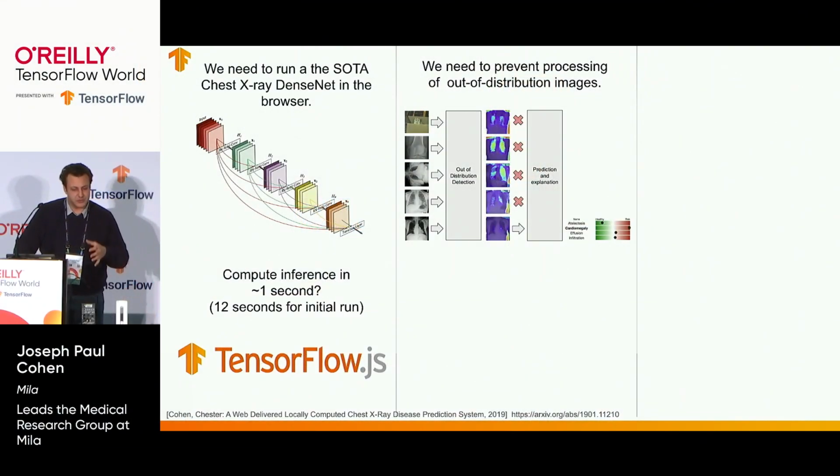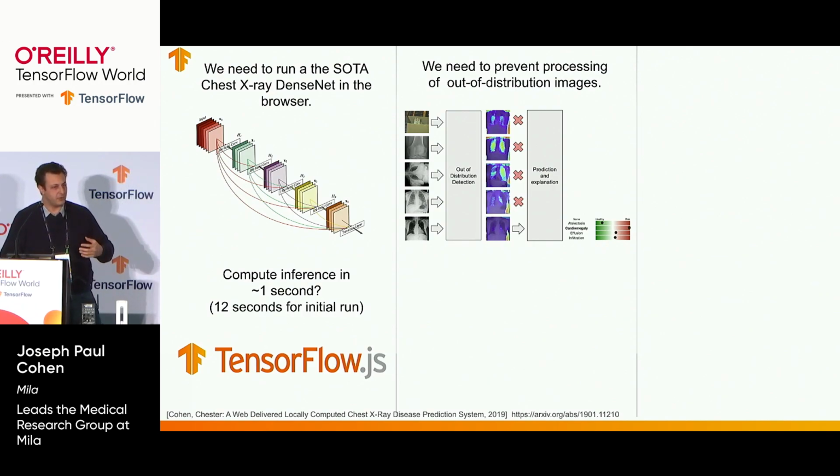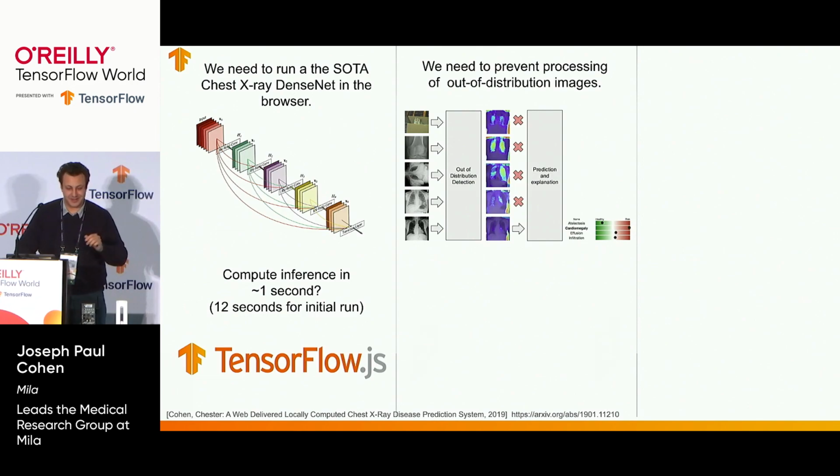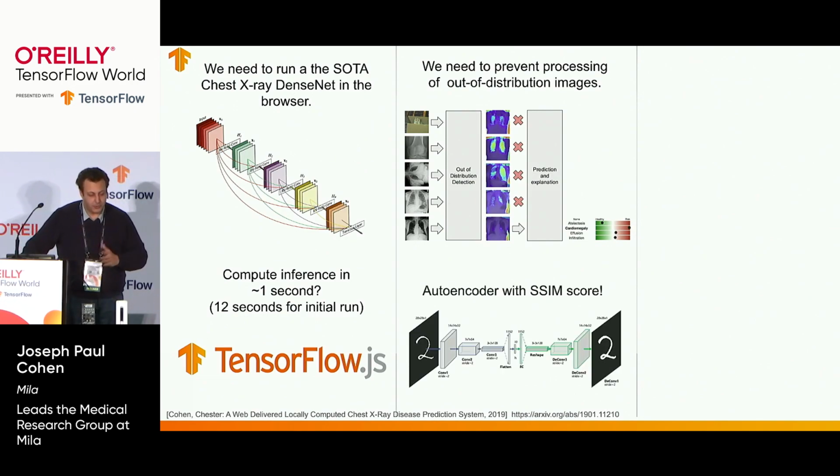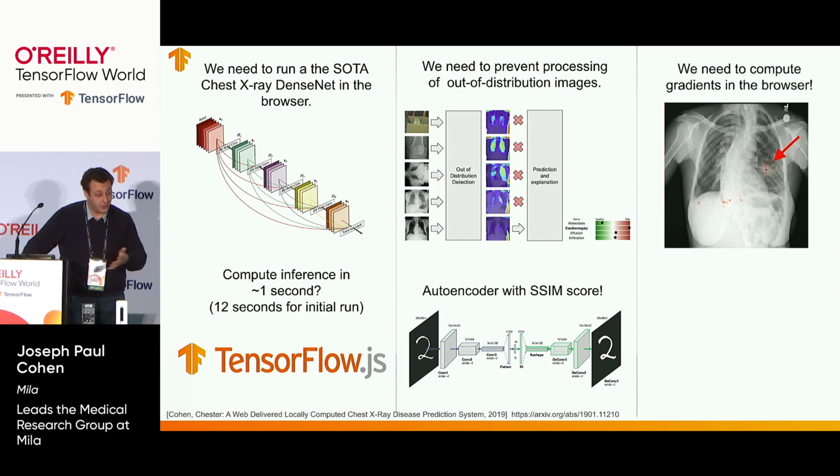We can compute DenseNet in a browser in about 1 second once it's loaded. We also need to do out-of-distribution detection. So it's an interesting challenge for the kind of expectation matching of the physician or the radiologist and a tool. So we don't want to process images of cats or regular bones. We want to make sure that only correct x-rays go through, so we maintain a certain level of accuracy. We do this with an autoencoder. Autoencoders are great, which we also run in the browser.